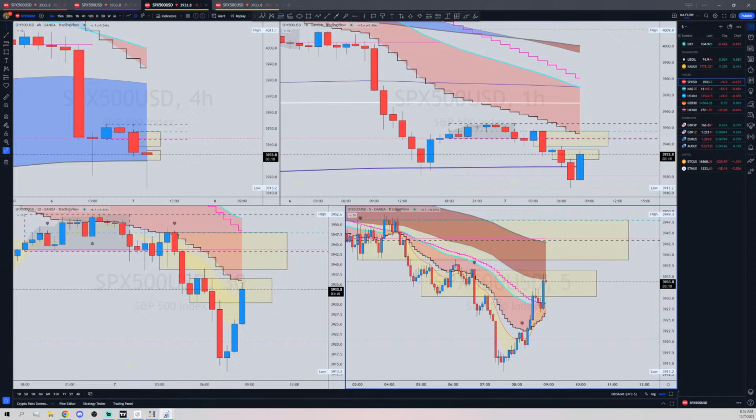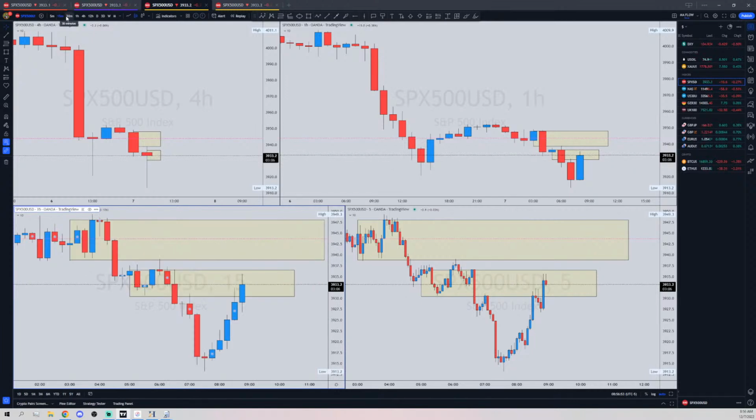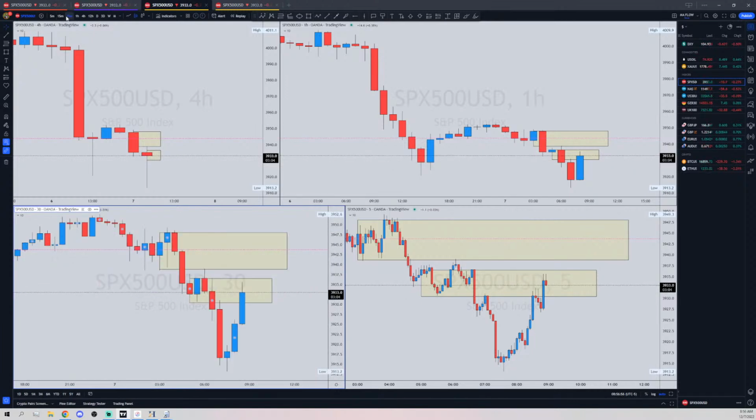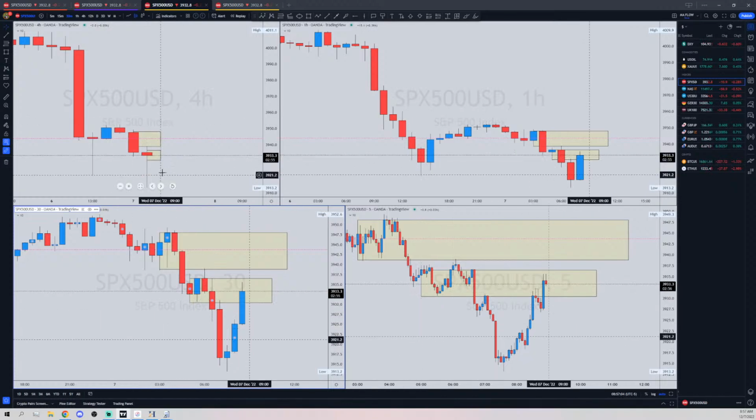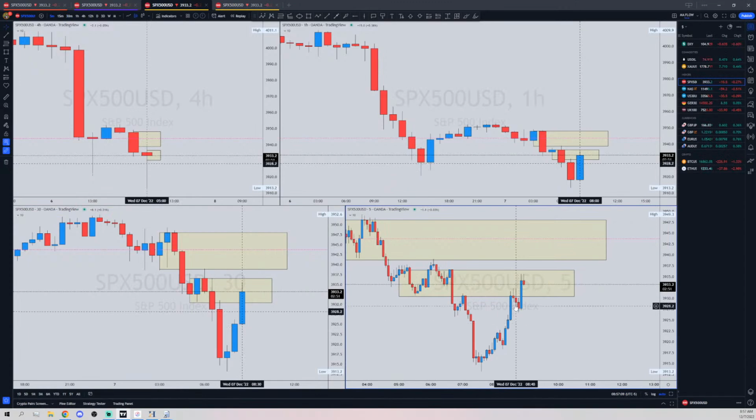So what we're waiting for here is the opening of the candle. Opening of the next hourly candle. Did you see how this price is pulling back? I want to see price come back and fill in some of these gaps.